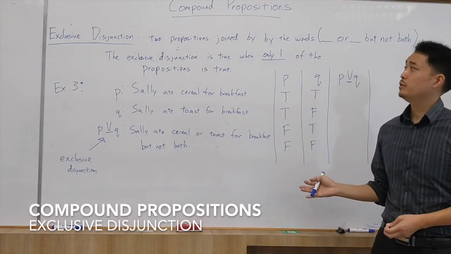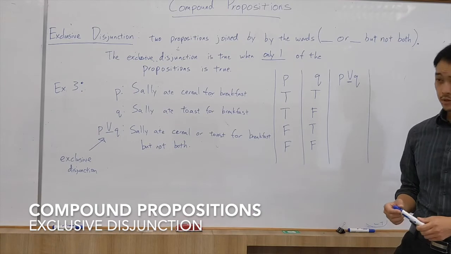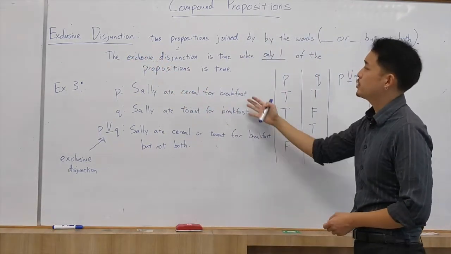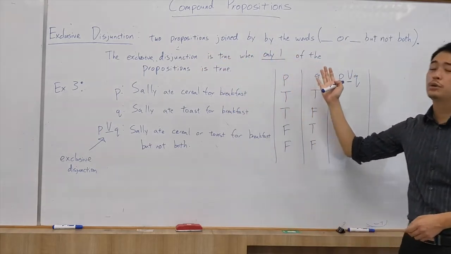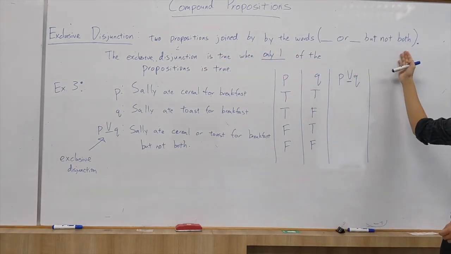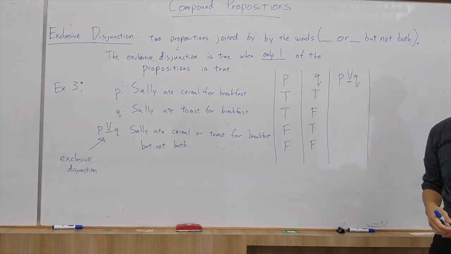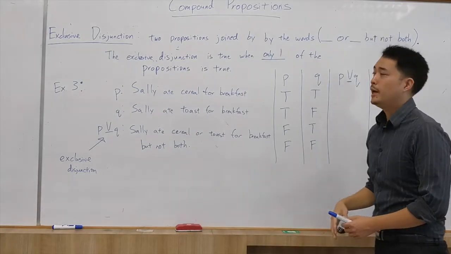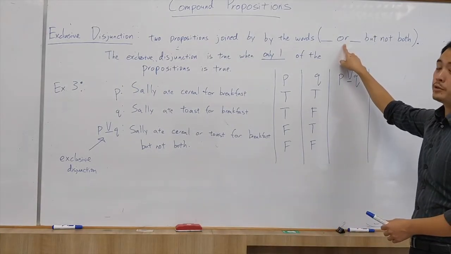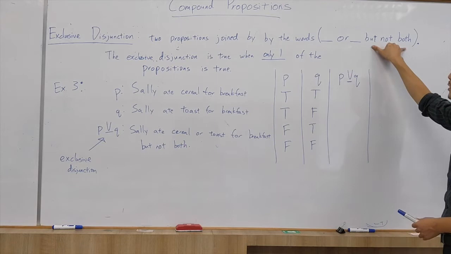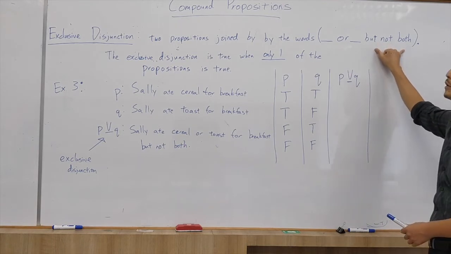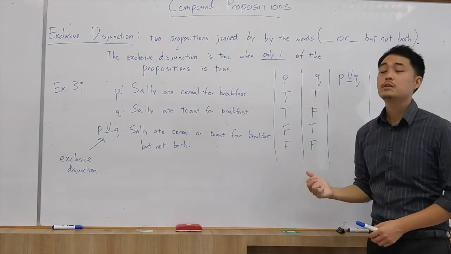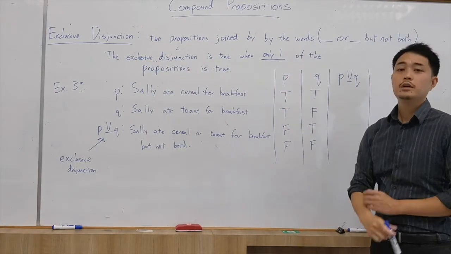Okay, so now let's take a look at our third compound proposition, which is called exclusive disjunction. An exclusive disjunction is when two propositions are joined by the words "or, but not both." So, blank or blank, but not both. It's called disjunction, but we have this word exclusive. You can see the word "or" in it, just like disjunction does, but now we have the words "but not both" as well. Okay? So the exclusive disjunction is true when exactly one of the propositions is true.